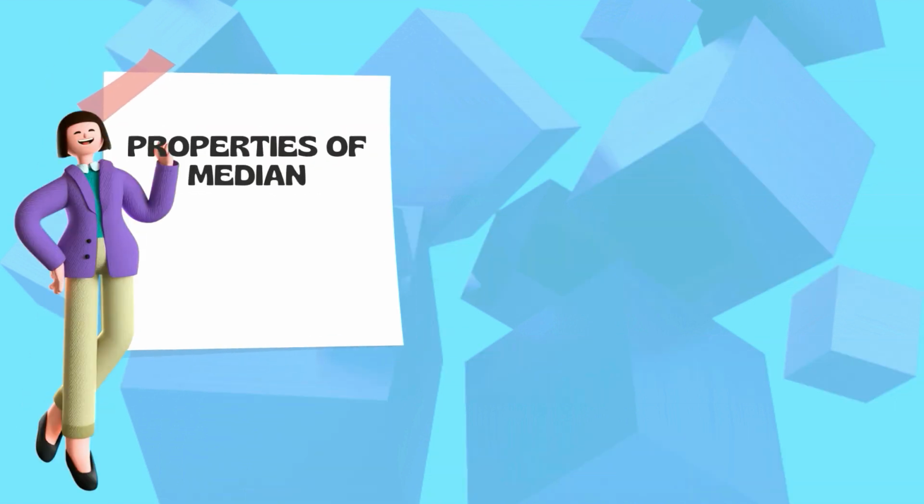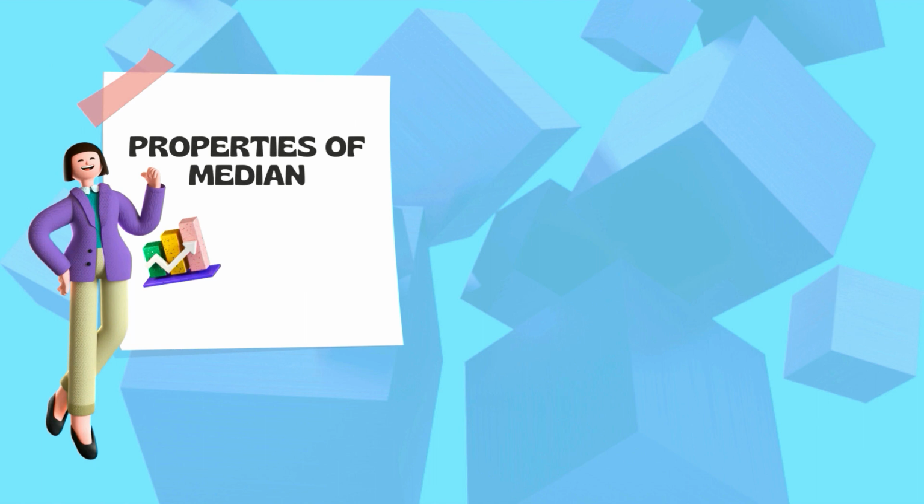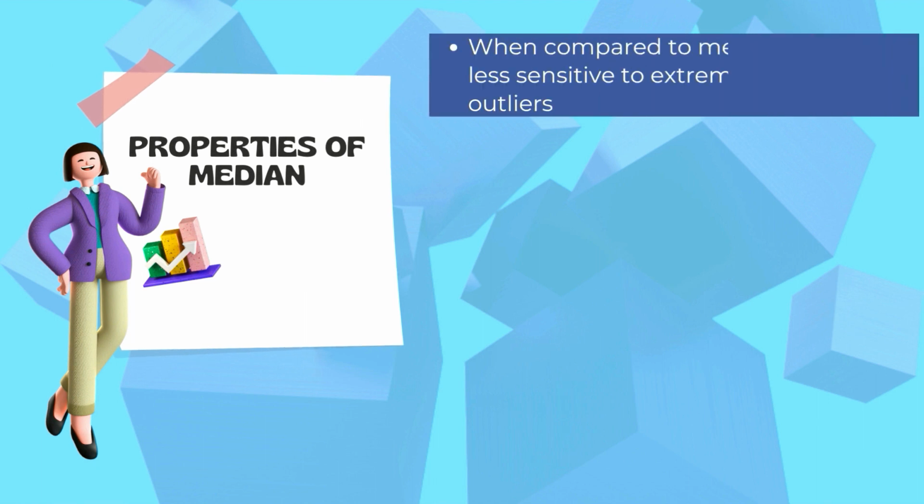Let me talk about the properties of median. When compared to the mean, the median is less sensitive to extreme scores or outliers, because the median refers to the middle score, the 50th percentile position of the scores. So it is hardly sensitive to extreme scores.